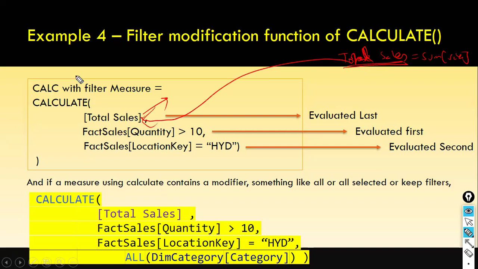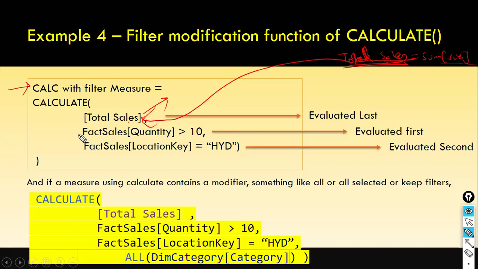So in this case, the measure name is calculate with filter measure. This is a different measure, okay? This measure, total sales, I use it inside. Instead of typing sum of sales every time, you can reuse the same measure here, right? So this is nothing but sum of sales. And here the same Boolean expression.